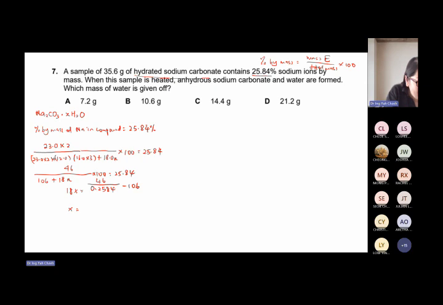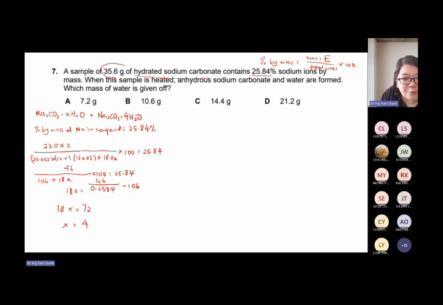So 46 divided by 0.2584 is 178, minus 106 will be 72. 18x is 72. So x is 72 divided by 18, which should be 4. Just confirm, yes, 4. So now I know that x is 4. This formula is actually Na2CO3 with 4 water in the solid.